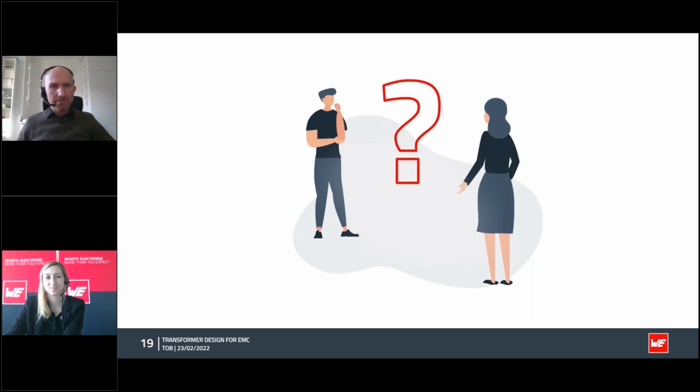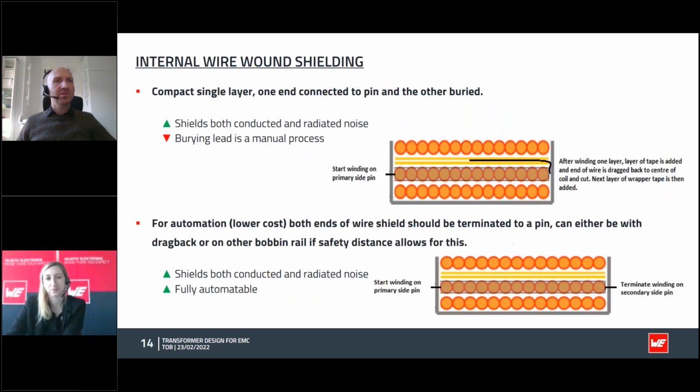Okay, great. And there's a question about page 14. Why does a wire have to be attached to a shielding winding on page 14 and then led to the center? Let me just jump back to that.